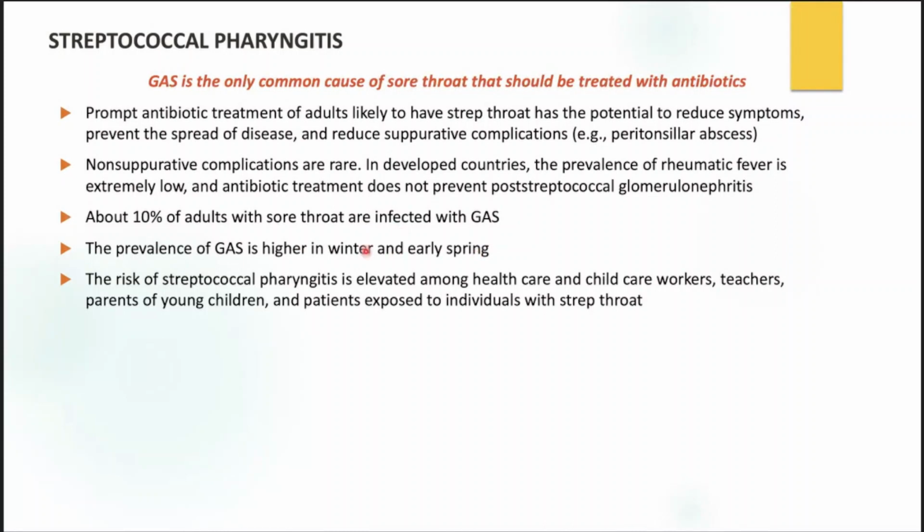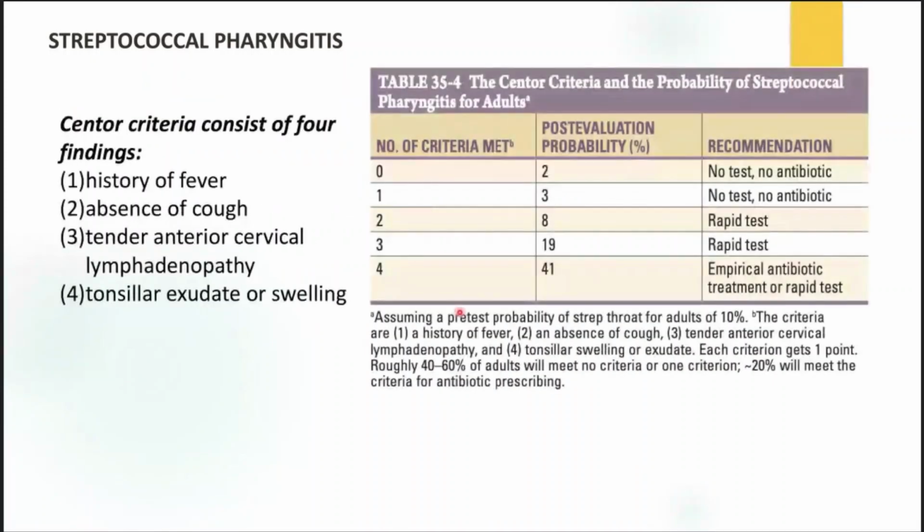hemolytic streptococcus, and the prevalence is higher in winter and early spring. The risk of pharyngitis is elevated among healthcare and childcare workers, teachers, parents of young children, and patients exposed to individuals with strep throat. So we have what we call the Centor criteria, and it consists of four findings: history of fever, absence of cough, tender anterior cervical lymphadenopathy, and tonsillar exudate or swelling. This is what we use in assessing the probability of strep throat for adults.